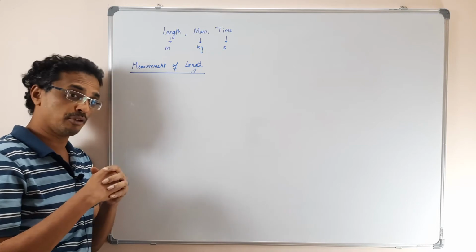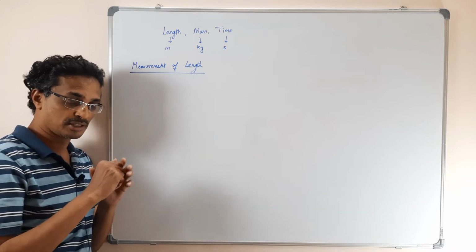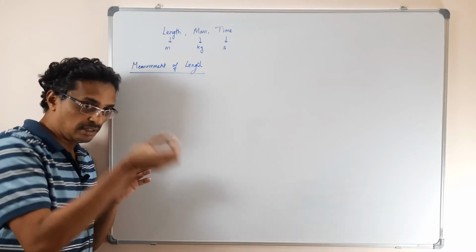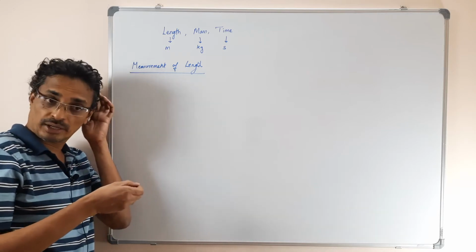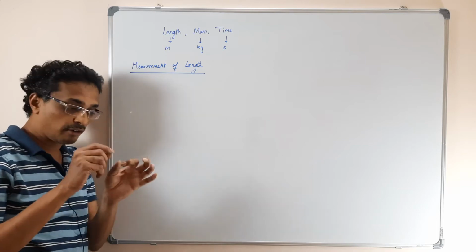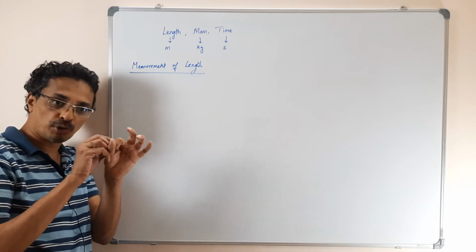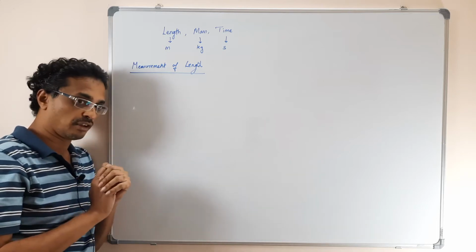In a laboratory, you will use those vernier calipers and screw gauge. That's to measure thin things, like suppose the thickness of a paper or a cardboard. Those things you can actually find out. Or a small tube: what is the diameter of a small tube? Those things you can find out.